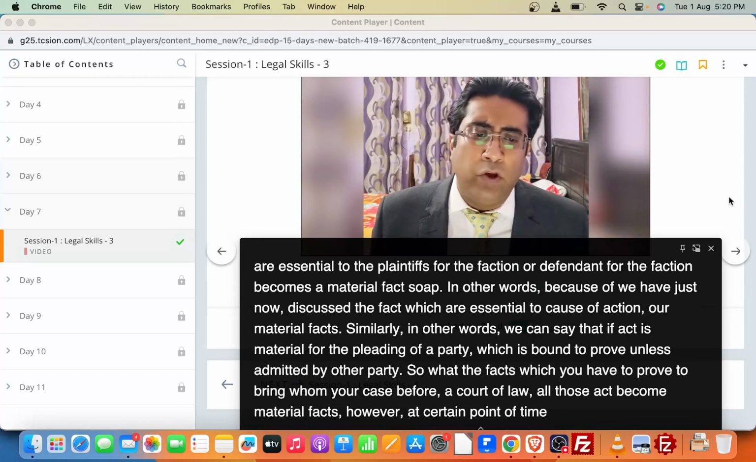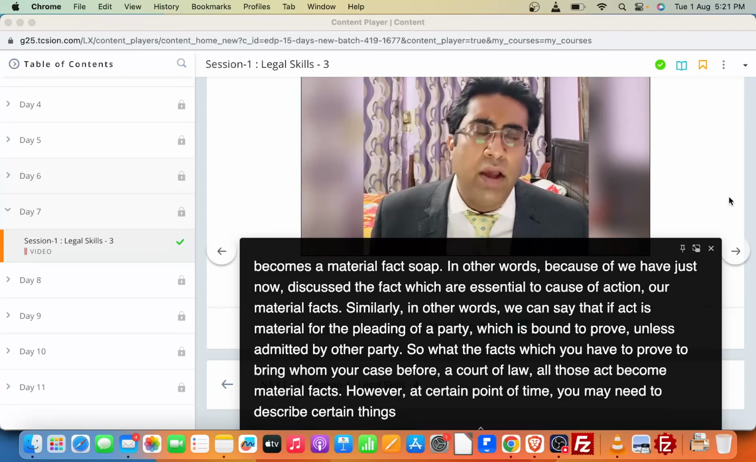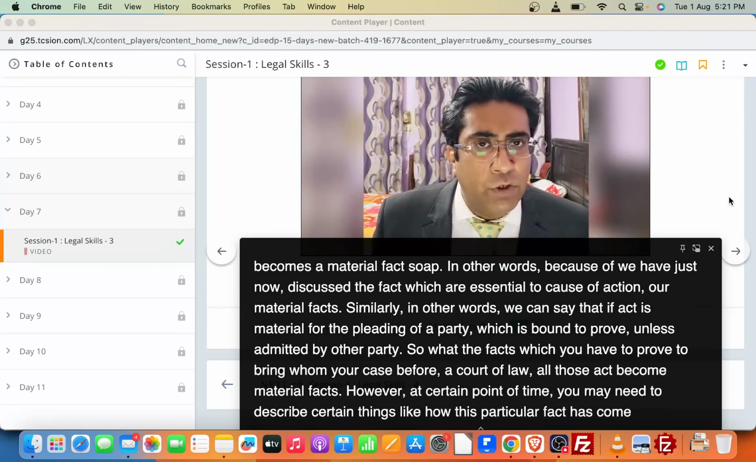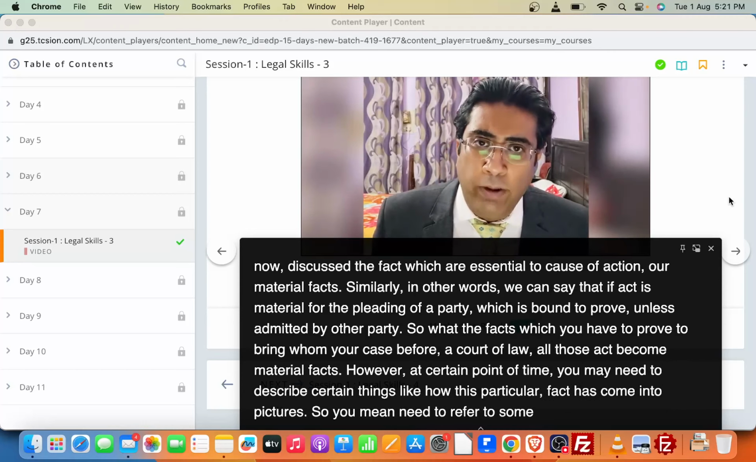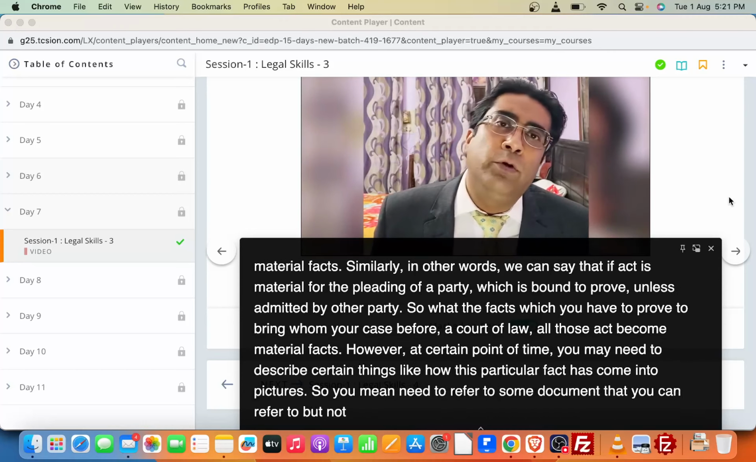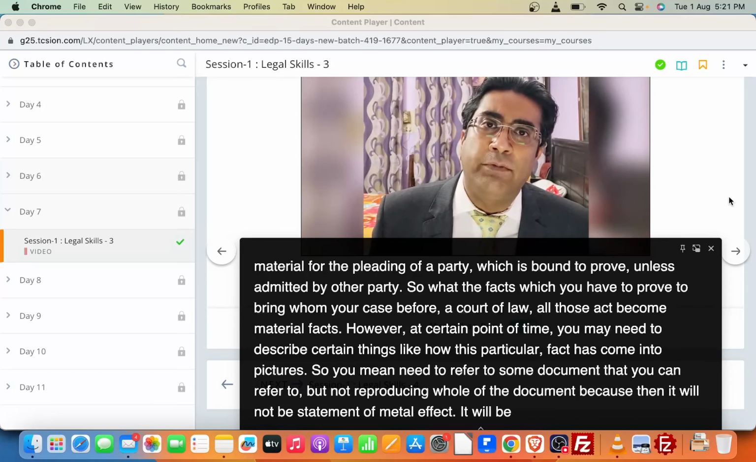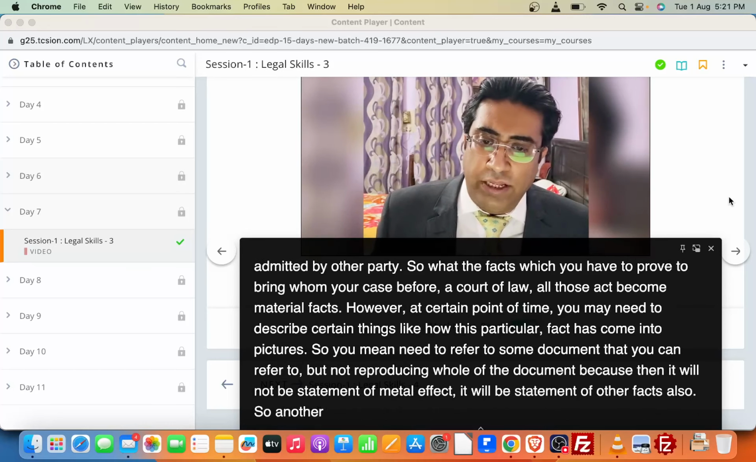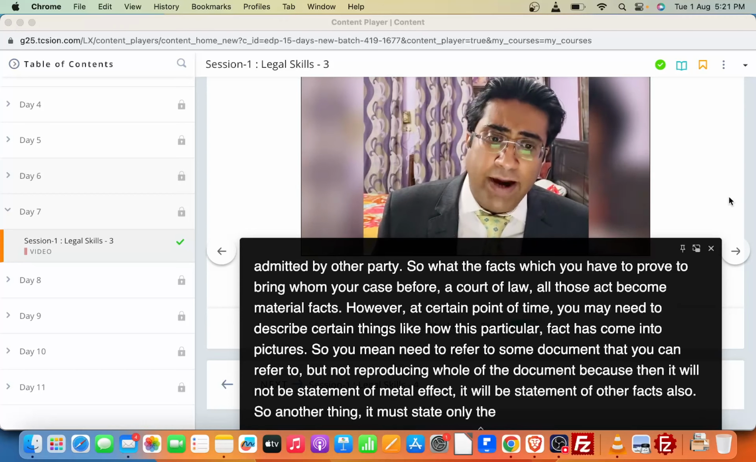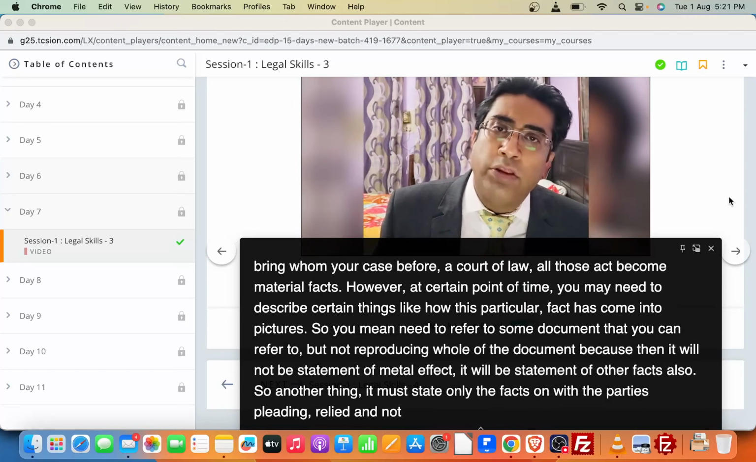However, at certain points, you may need to describe certain things, like how a particular fact has come into the picture. You may need to refer to some document, but not reproduce the whole document, because then it will not be a statement of material facts, it will be a statement of other facts also. Another rule is that it must state only the facts on which the party pleading relies and not the evidence.